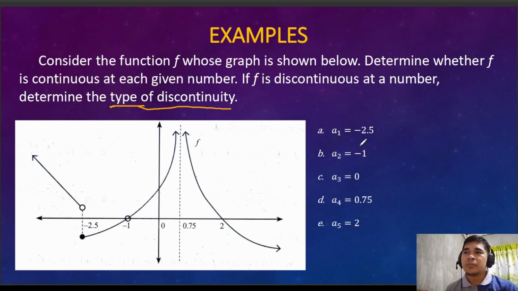So we have 5 examples. A sub 1 equals negative 2.5. B, A sub 2 equals negative 1. C, A sub 3 equals 0. D, A sub 4 equals 0.75. And the last one is A sub 5 equals 2. Tato siyang tagsa-tagsaon. And we need to determine if this is continuous or discontinuity.